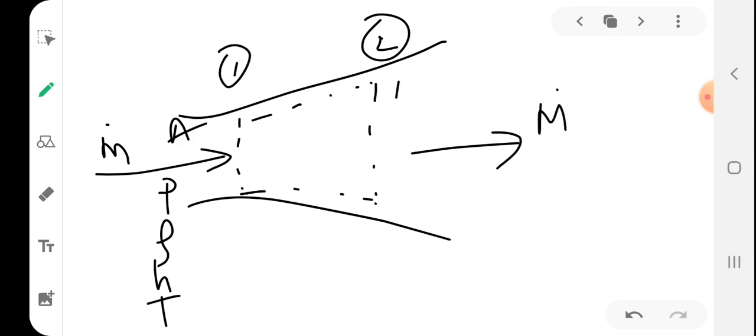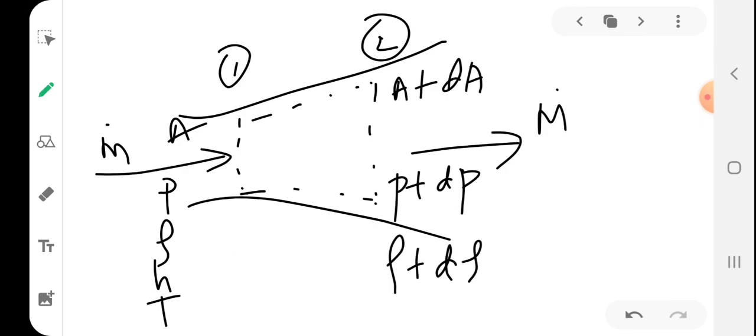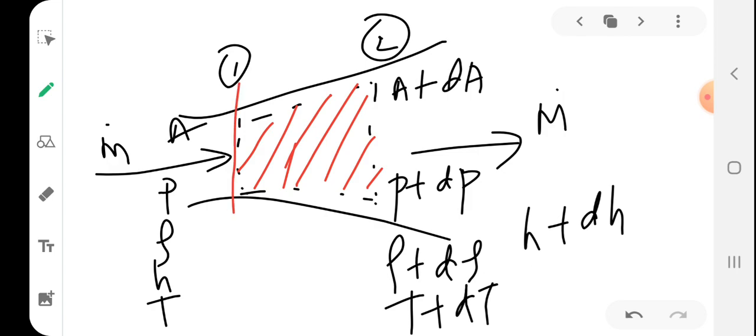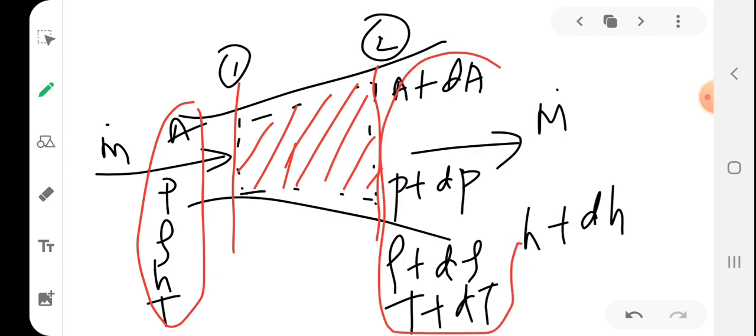Here the area has got some change, right? So A plus dA, pressure P plus dP, density rho plus d rho, temperature T plus dT, and enthalpy H plus dH. So this is a variation. I am considering a small control volume. This is my control volume, and this is the first section, this is the second section. The values of the properties at the first section are these, and at the second section are these.